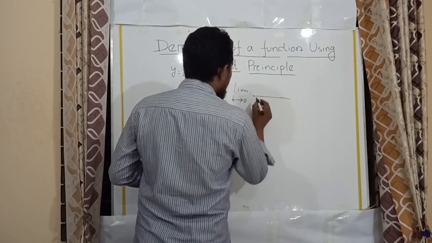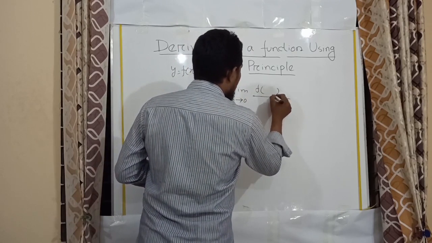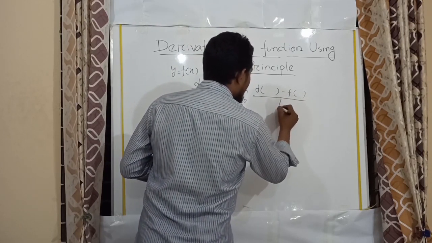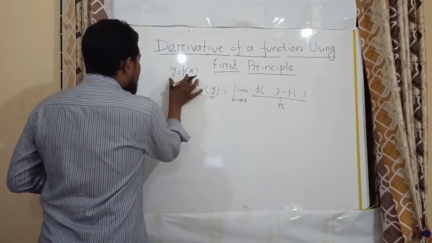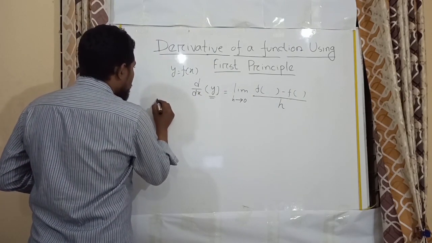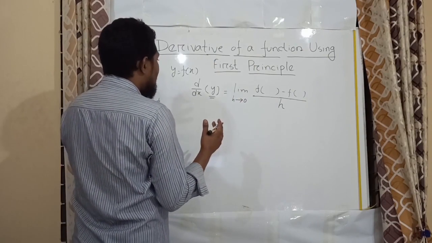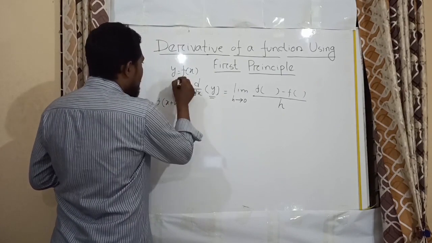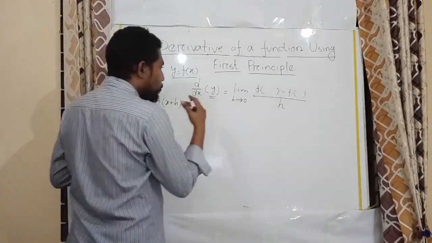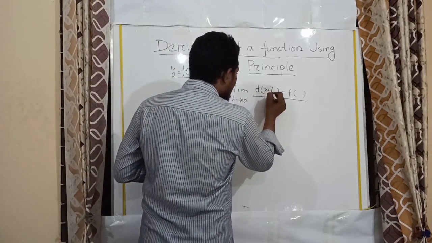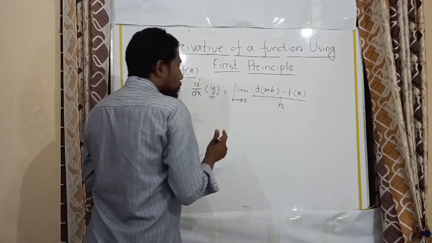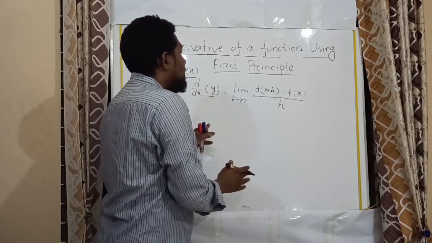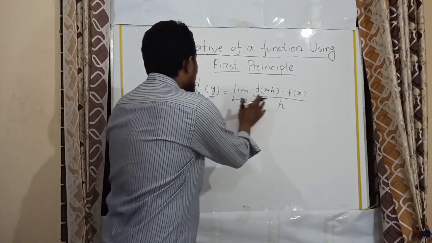Limit h tends to 0, function of something and function of something, divided by h. So y equal to f of x. If we increase by an amount h, then it will be function of x plus h, and our function is y equal to f of x. So f of x plus h minus f of x, divided by h. So our derivative sign and the first principle rule, both are equal.